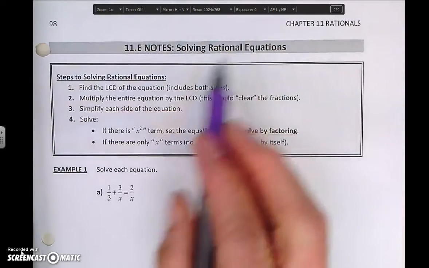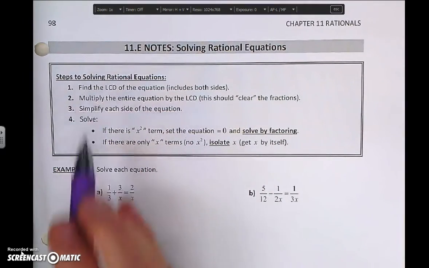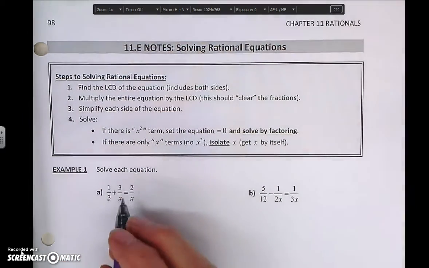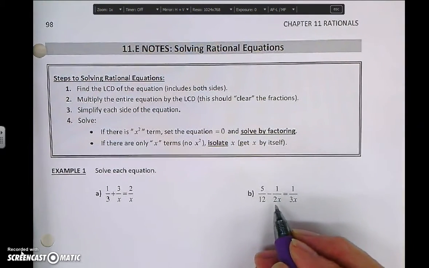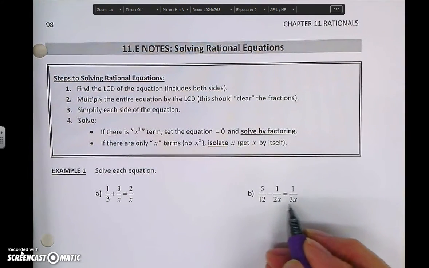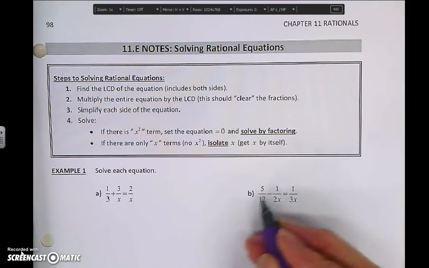To solve rational equations, we're going to do these things. We're going to find the common denominator of the equation, both sides, both the left and the right. So here, you see these and then the 3x over here. So you've got to find it for all sides combined.